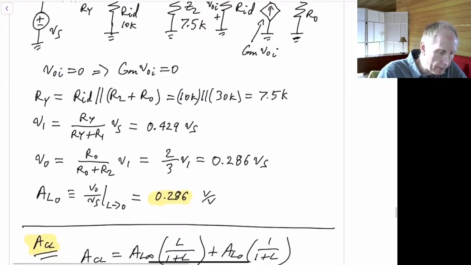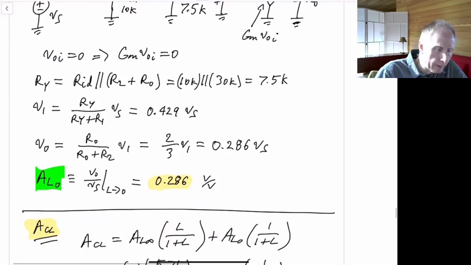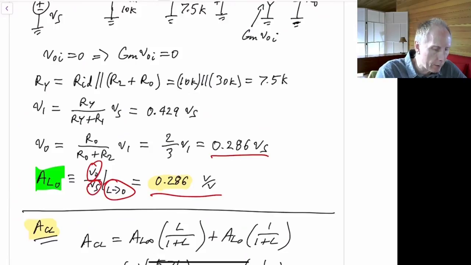So we're just multiplying this value by 2/3. So finally then, the gain from Vs to Vout when L goes to 0 is given by this value here, or 0.286 volts per volt.